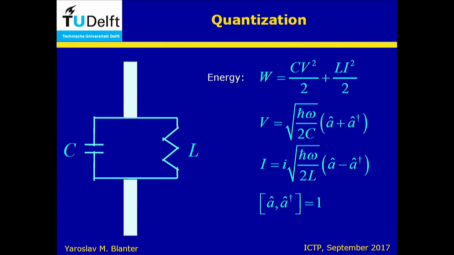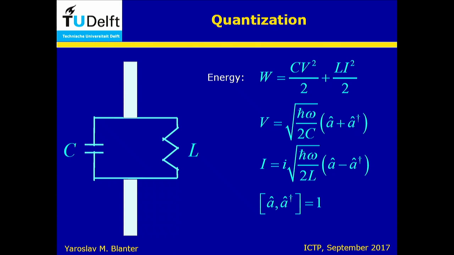Now we know that this V and I are like coordinate and momentum of a harmonic oscillator. Which one is coordinate and which one is momentum doesn't really matter. It's up to us to choose. I've chosen voltage to be the coordinate and current to be the momentum, but as I said, it doesn't matter. What we need to do now is to write this voltage and current in terms of creation and annihilation operators. Or you can say differently, you can introduce creation and annihilation operators in this way.